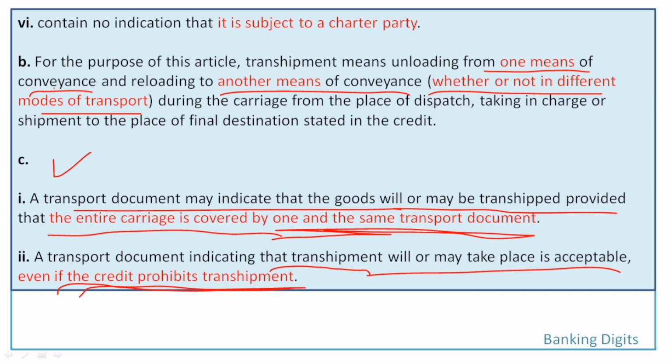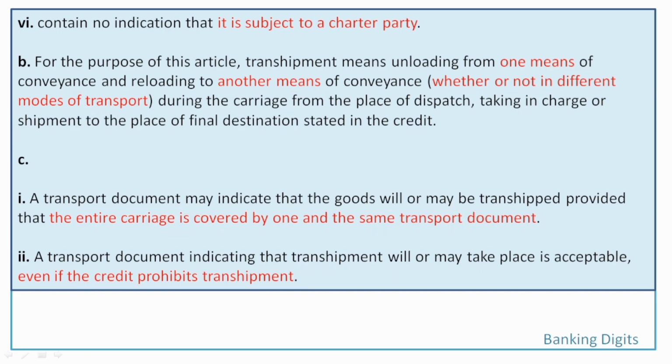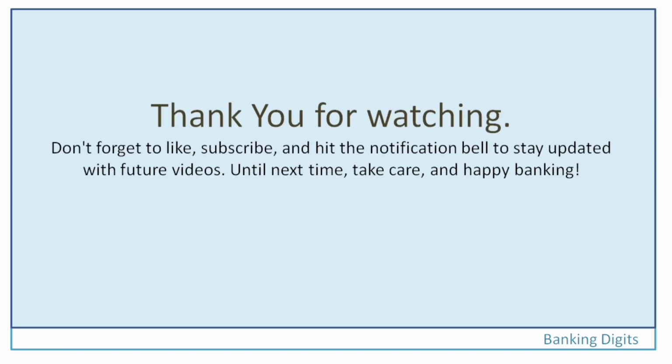However, if two different BLs are presented, one BL evidencing shipment from Dubai to UK and another BL evidencing shipment from UK to USA, then it will be a discrepant document. That's all about Article 19.